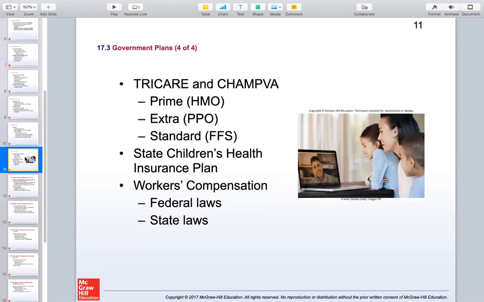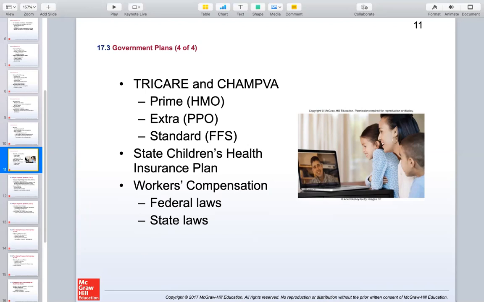TRICARE and CHAMPVA is specific to our military. TRICARE is run by the Defense Department. TRICARE used to be known as Civilian Health and Medical Program for Uniformed Services, and uniformed services were our military, okay? It used to be called CHAMPUS, and that's why that was the acronym, Civilian Health and Medical Program for Uniformed Services. These are not insurance plans. Once again, these are more just healthcare benefits for the military. So for the person that is active in the military and their families.